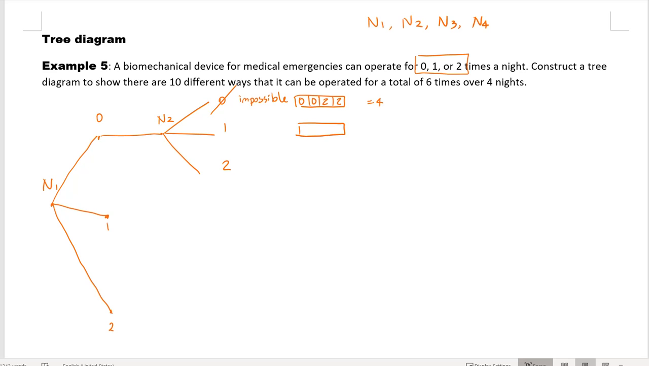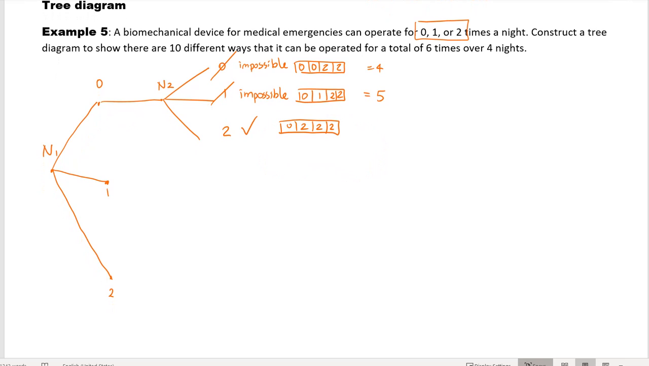And how about this one? We can have 0, 1. But even though the third and fourth nights we get 2, the total is still 5. So this is also impossible. Also rule out this case. And then the first one is 0, and then 2, and we can also have 2 on the third and fourth night. Then the total is 6. So this is good. Okay, so this is one possibility, one way of doing that.